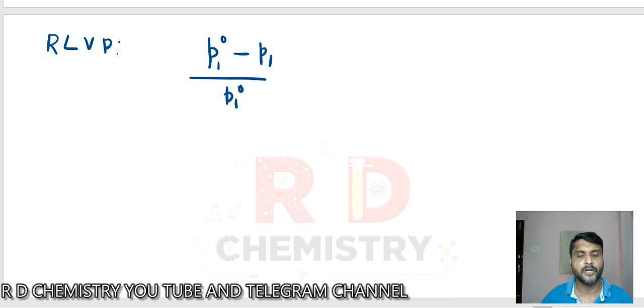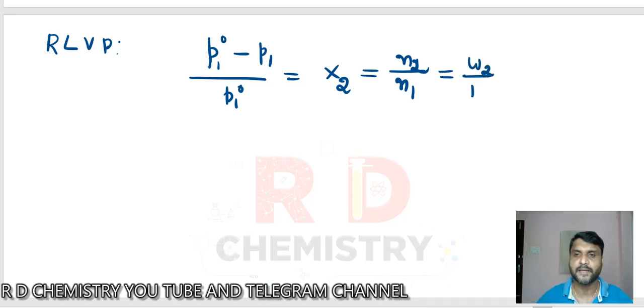Correct? P1 naught is the vapor pressure of the pure component, P1 is the vapor pressure of the solution after mixing the solute, which is equal to the mole fraction of the solute according to Raoult's law. For a dilute solution, this can be written as N2 divided by N1, which is equal to W2 divided by M2 into M1 divided by W1.